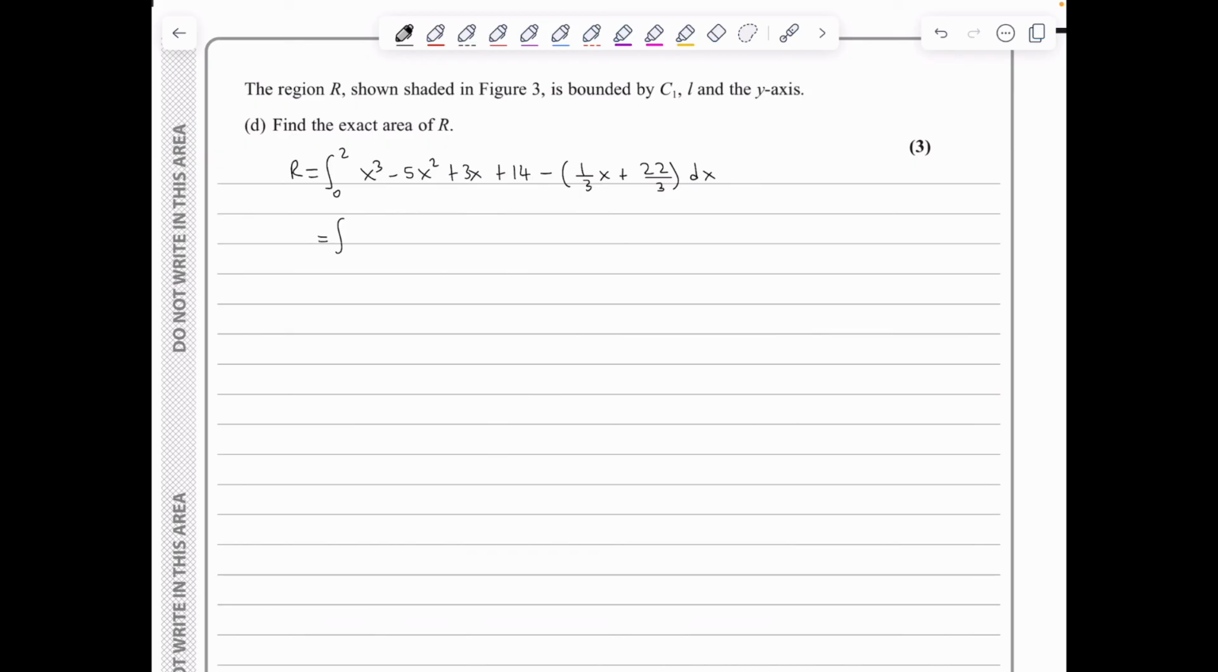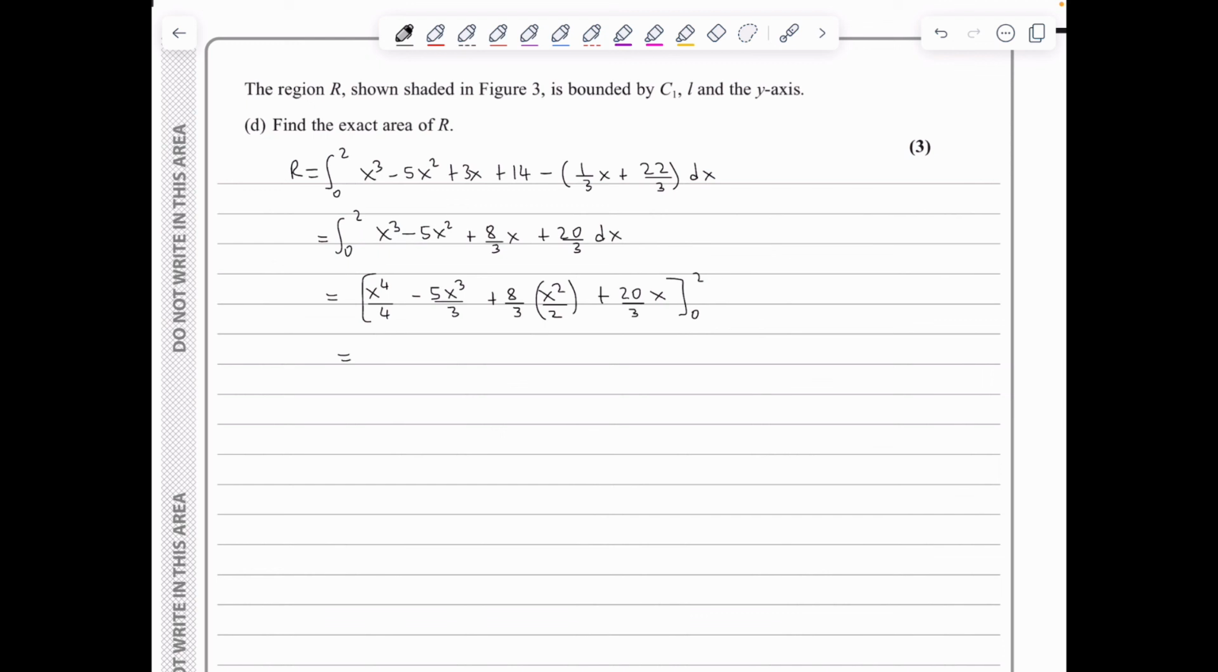So that's the integral from 0 to 2 of x cubed minus 5x squared plus 8 over 3 x plus 20 over 3 dx. So we are increasing the power by 1, dividing by the new power, leading to x to the 4 over 4 minus 5x cubed over 3 plus 8 over 3 times x squared over 2 plus 20 over 3 x, and my limits are 0 and 2.